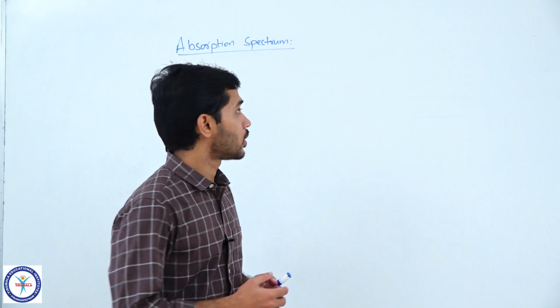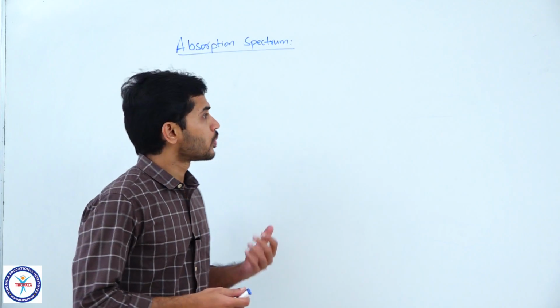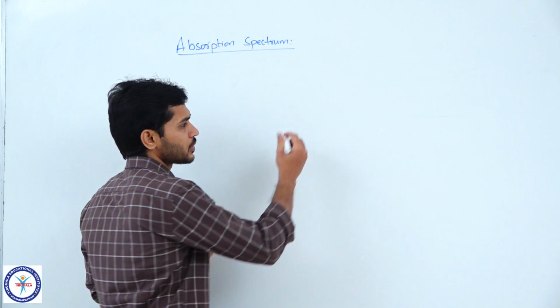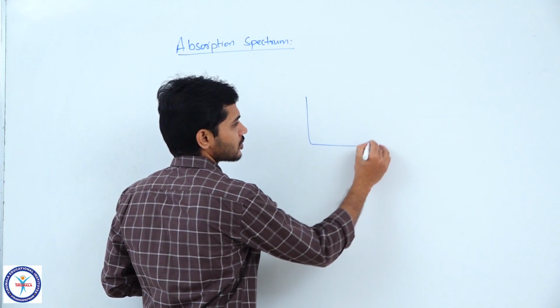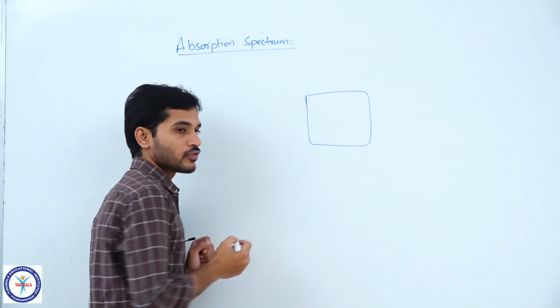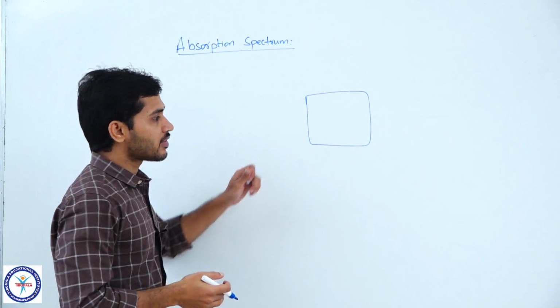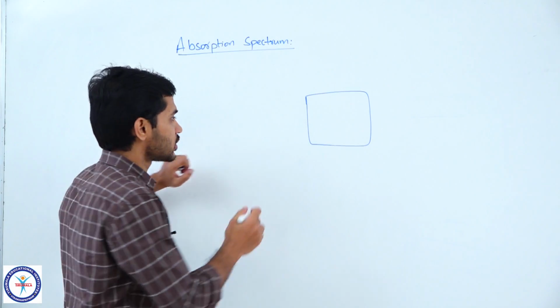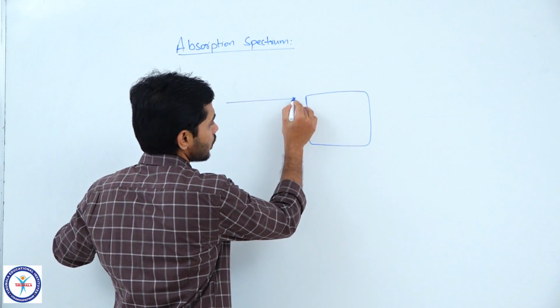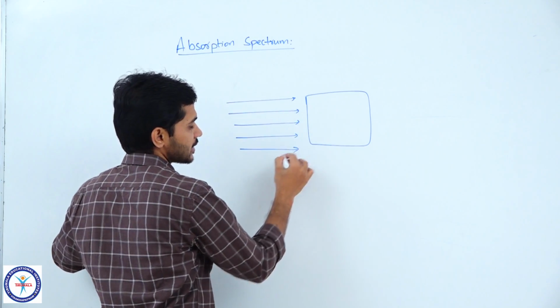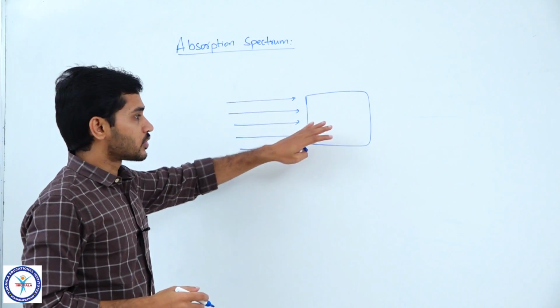Now, let us talk about absorption spectrum. You might have heard of this term. What it basically means is that whenever we have a sample of a particular gas, let us consider atomic hydrogen. So, when I have a sample of atomic hydrogen and when light is incident on that hydrogen atom, hydrogen gas in this particular case.